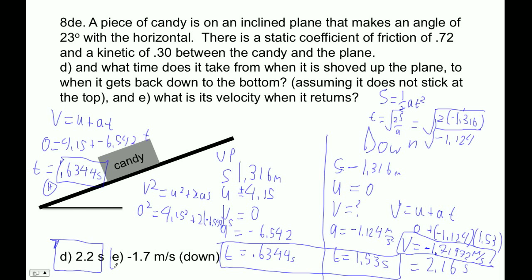So I get that answer there. Notice that we pushed it upward at 4.15 meters per second, and it comes down going slower, and that's because there is friction. It doesn't have the same speed because it lost energy to friction.